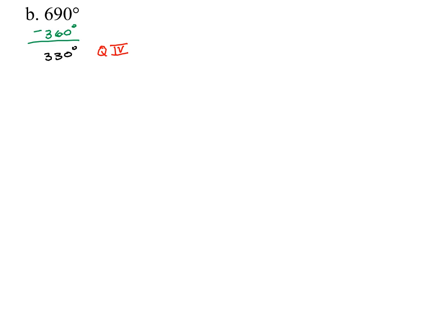So in quadrant 4, my reference angle is 360 minus my angle. So I'm going to do 360 minus 330. That'll give me 30 degrees. And that is an angle that I can use my 30, 60, 90 triangle on.